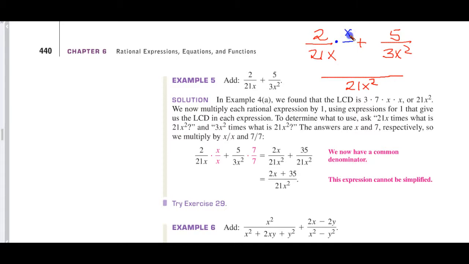All right, it's going to be x over x, because now if I multiply this, I get that. And then now my numerator here is 2x. Now what 1 will I multiply this by in order to get my common denominator? If you said 7 over 7, you're right on the ball here. So 5 times 7 is 35, and 7 times this gives me that. So there's my answer.